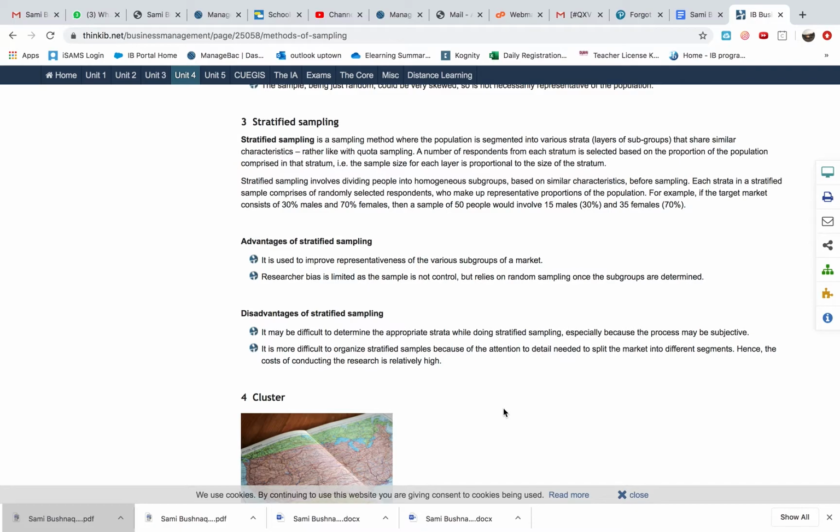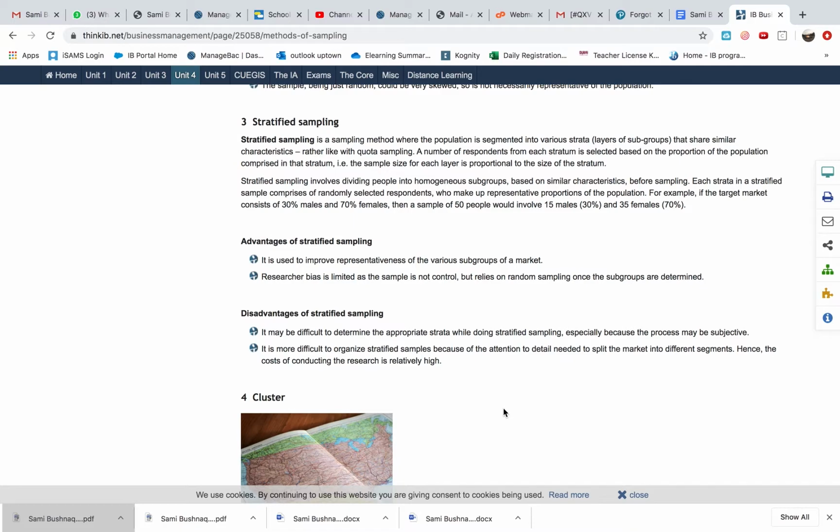You would determine what percentage of each subgroup you want, and then from there it lets you pick what types of people to sample. So stratified sampling, it's used to improve representativeness of various subgroups in the market.